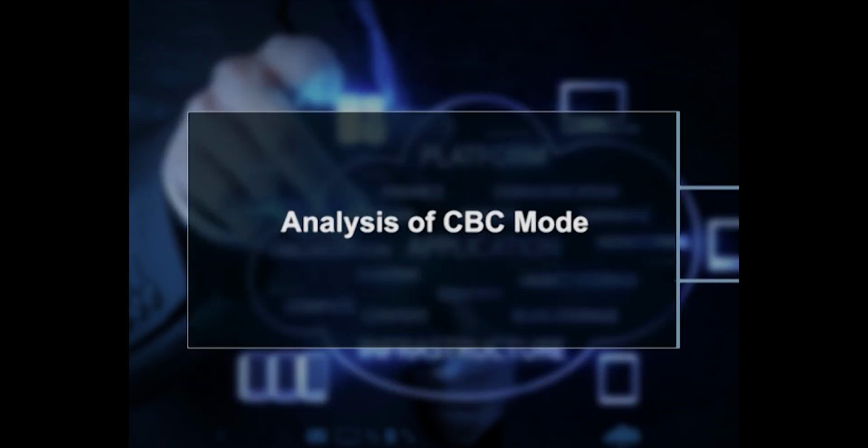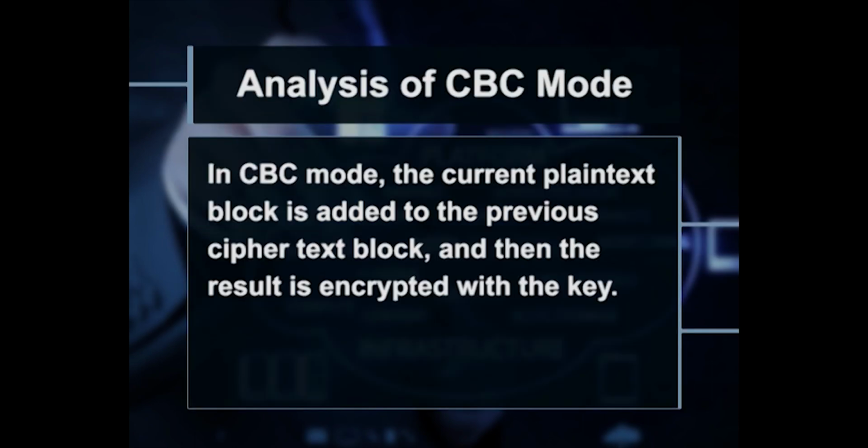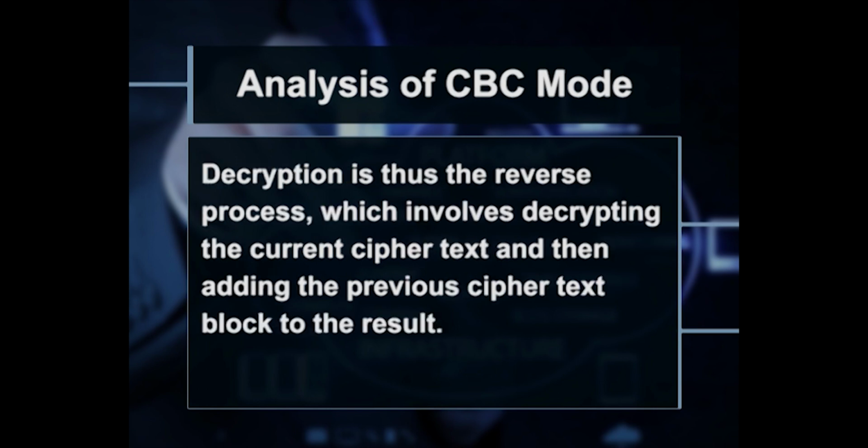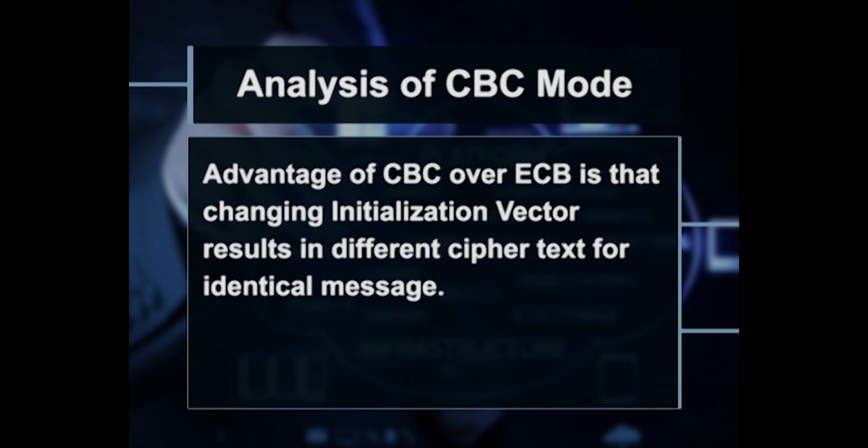Analysis of CBC mode. In CBC mode, the current plaintext block is added to the previous ciphertext block and then the result is encrypted with the key. Decryption is thus the reverse process, which involves decrypting the current ciphertext and then adding the previous ciphertext block to the result. An advantage of CBC over ECB is that changing the initialization vector results in different ciphertext for an identical message.